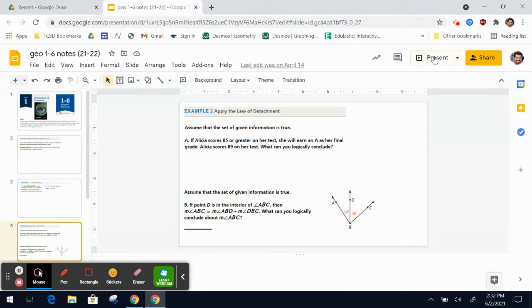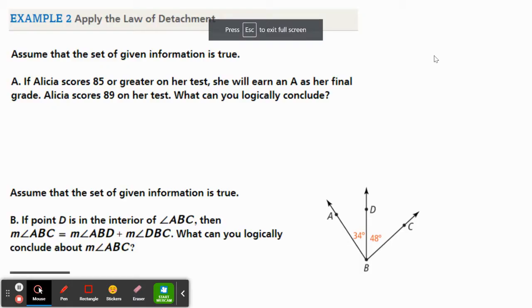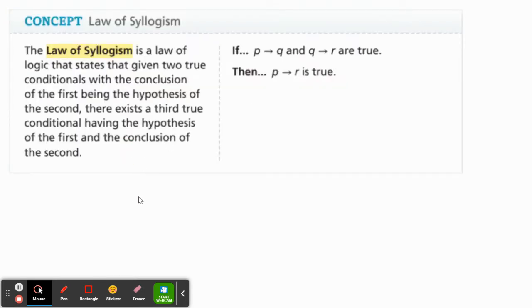All right, so let's continue on with our talk, and we're going to talk about the law of syllogism next. This is another good law that we're going to use in our proof writing. The law of syllogism gives you two true conditionals, with the conclusion of the first being the hypothesis of the second. And then the idea that there is a third true conditional having the hypothesis of the first and the conclusion of the second. Now that's a lot of words, so it's best described right here.